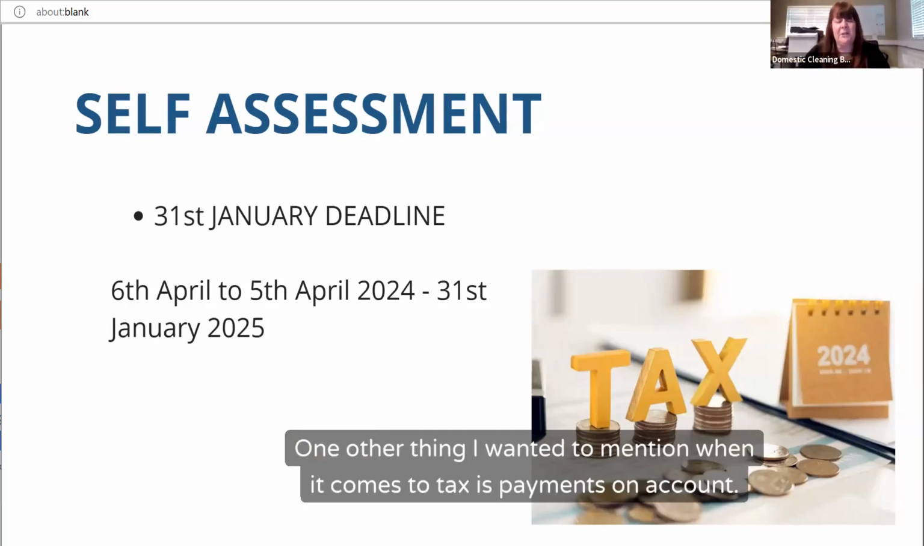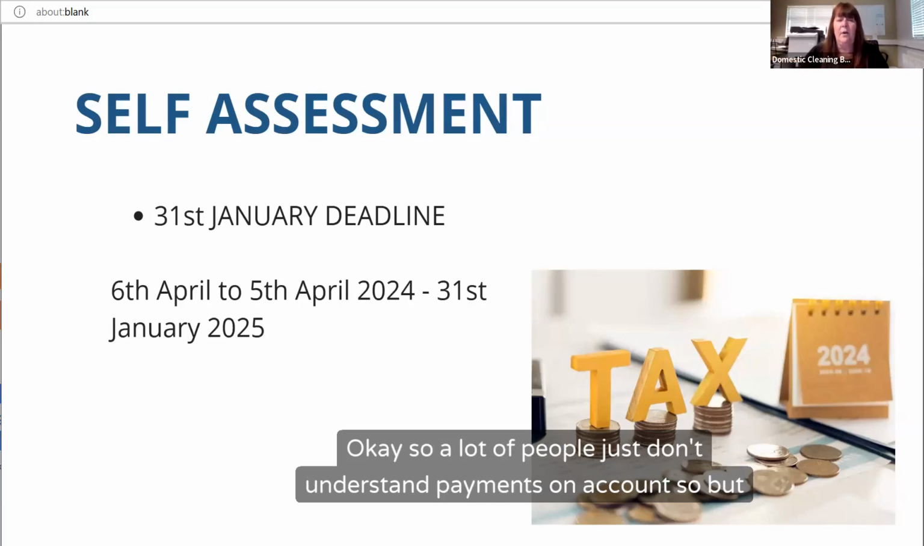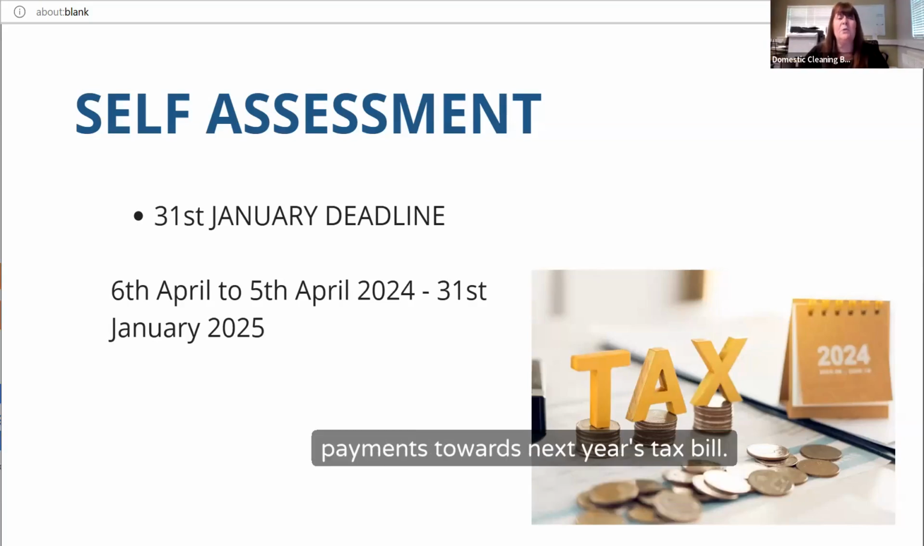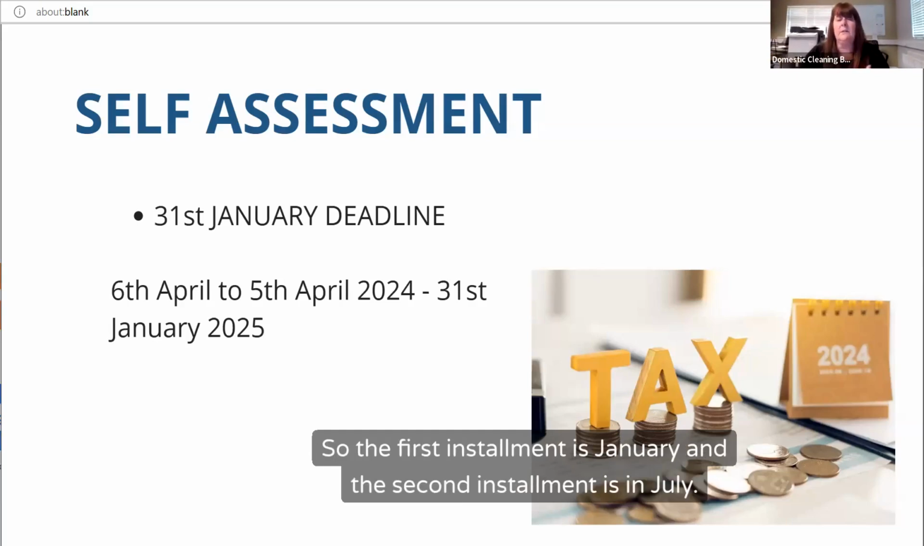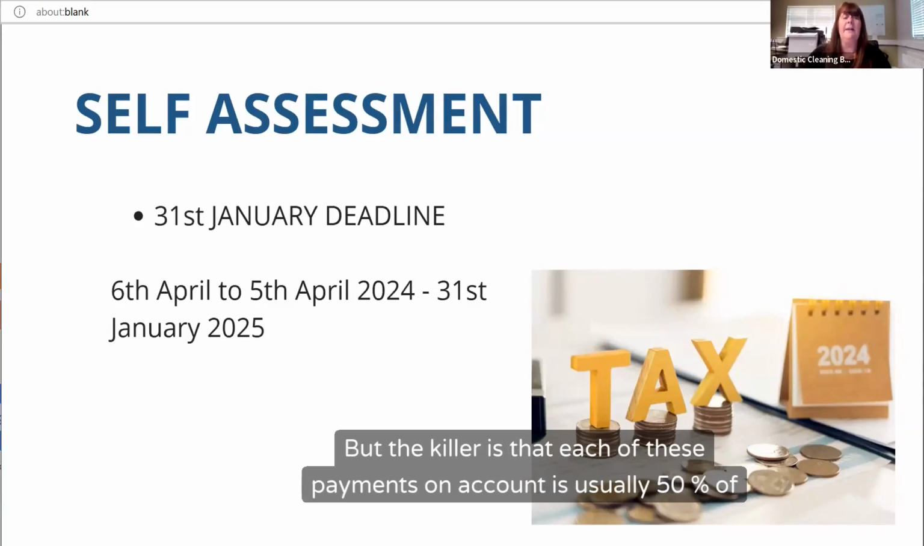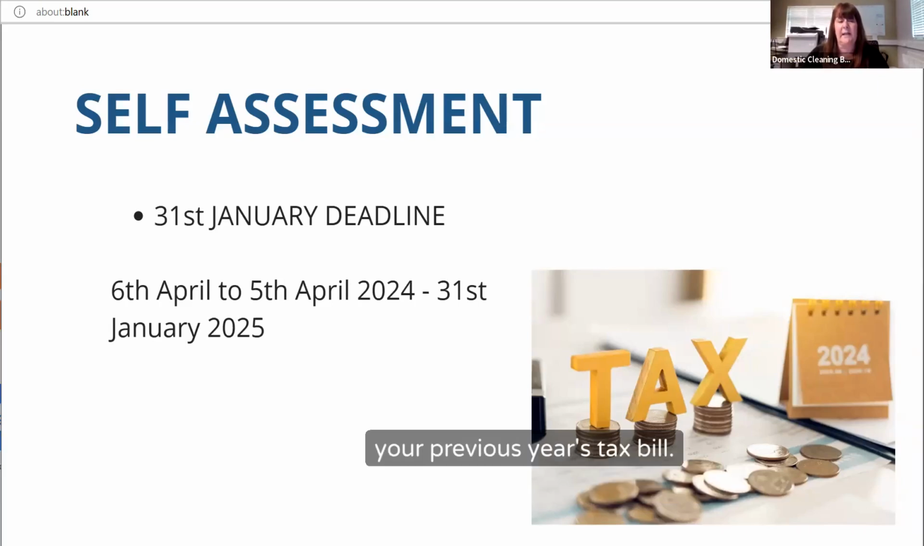One other thing I wanted to mention when it comes to tax is payments on account. A lot of people just don't understand payments on account. These are advance payments towards next year's tax bill. They're typically made in 2 installments every year. The first installment is in January and the second installment is in July. But the killer is that each of these payments on account is usually 50% of your previous year's tax bill.